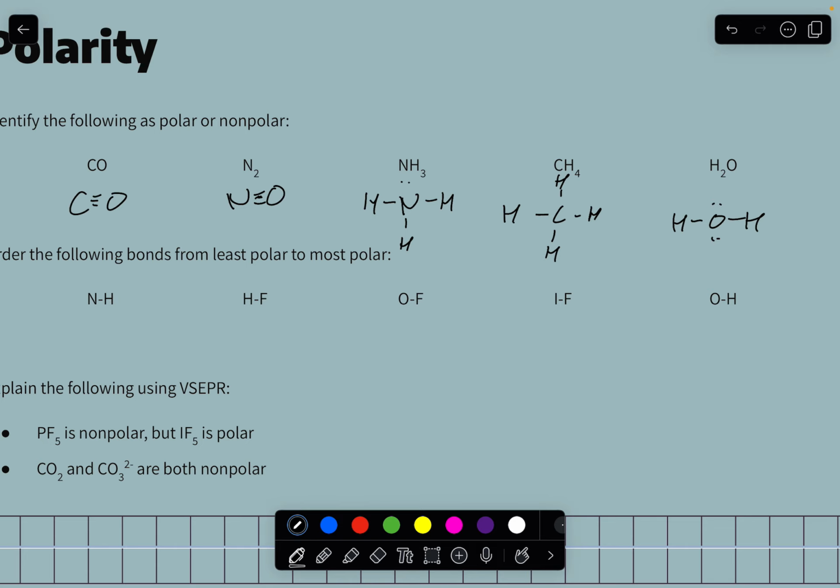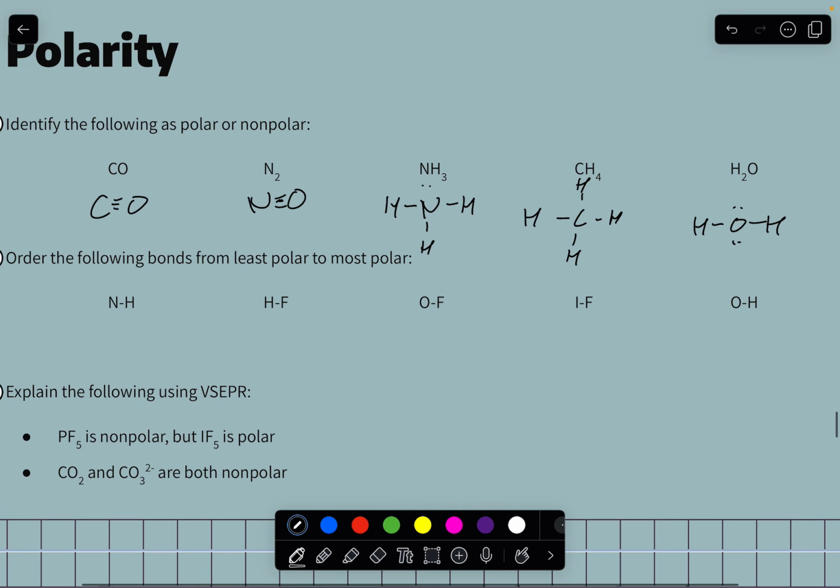Okay, so for polarity, we want it to be uneven. So for CO, the carbon-oxygen triple bond, this is an uneven bond, right? But carbon and oxygen are really close to each other on the periodic table. So this is actually going to be nonpolar. For N2, I put an oxygen there instead of nitrogen, sorry. For N2, these are 2 of the same atom, so the difference in electronegativity is 0. That's going to be nonpolar.